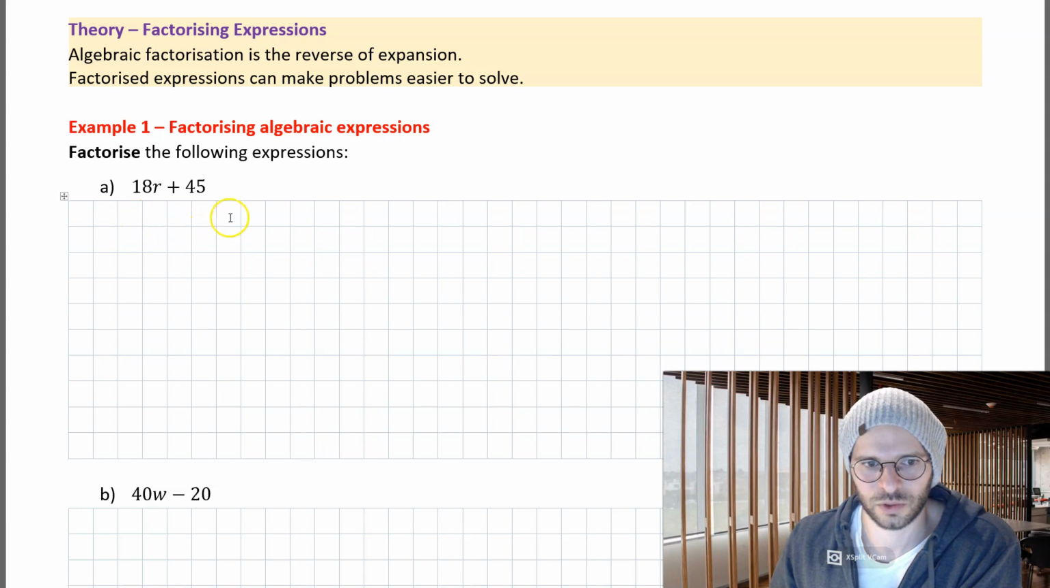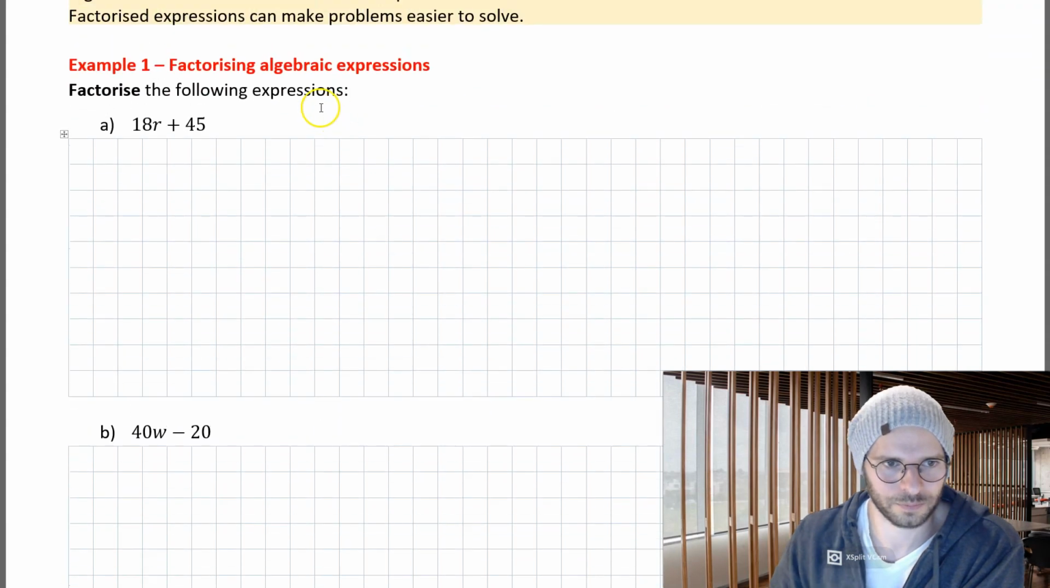Now, this is a useful skill to know how to do because when you're solving equations in the future, the only way you'll be able to solve certain equations is by using factorization. So let's have a look at how we can do it.